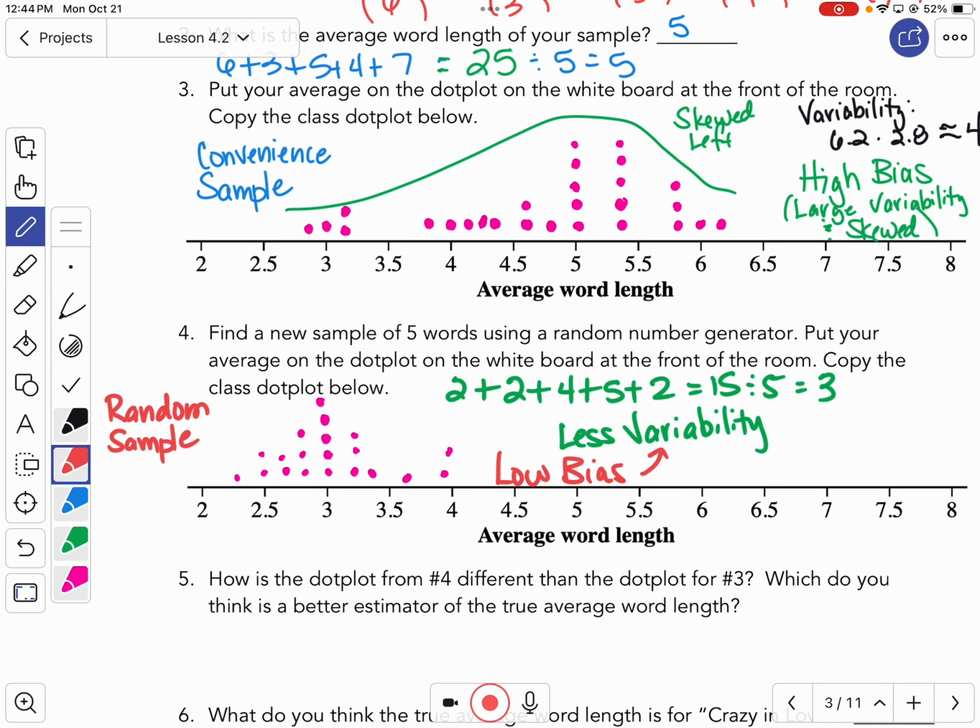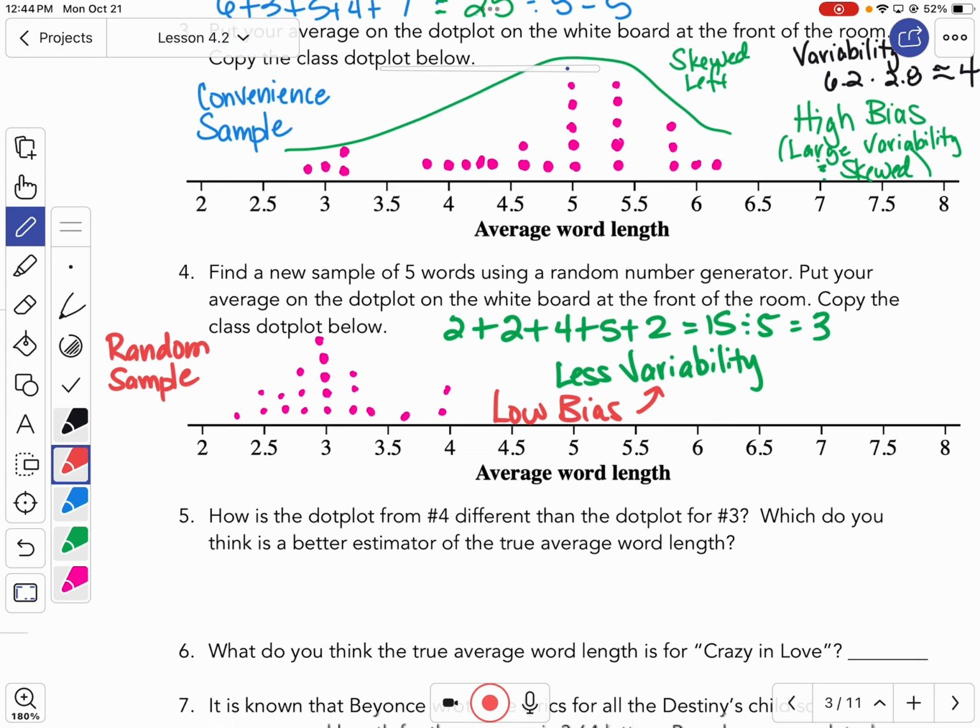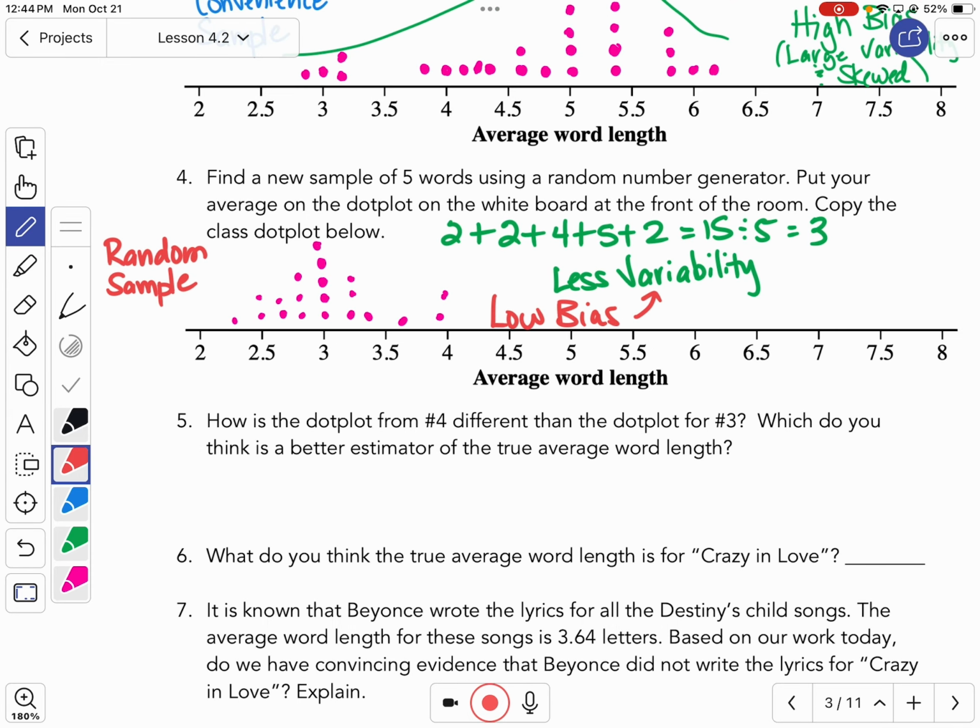Are we good? Okay. All right. And then we look at what we have left, right? And so we have less variability, lower bias, all that good stuff. Okay. Now let's take a look at number 5.